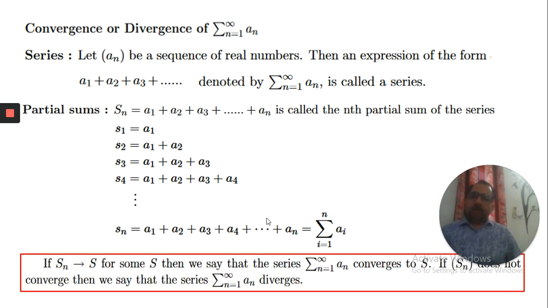Now, if this sequence of partial sums converges to some number s, then we say that the series summation a_n converges to s. And if the sequence of partial sums doesn't converge to a number, then we say the series is a divergent series.